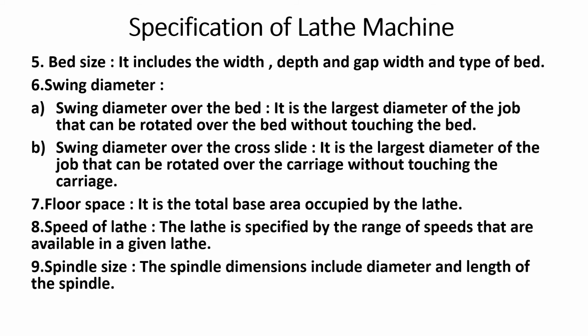Next, the floor space, which is the total base area occupied by the lathe. Speed of lathe: different ranges of speeds are used. This is one of the specifications. Next, spindle size. Why are we using a spindle? Because we use it to hold the chuck. So it is also important. The spindle dimensions include the diameter and length of the spindle. So these are all specifications of the lathe.